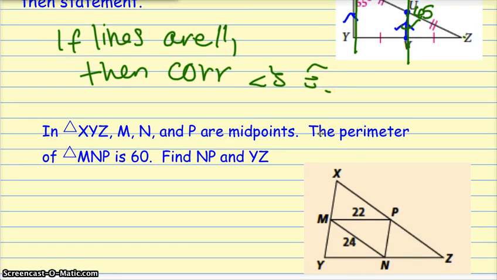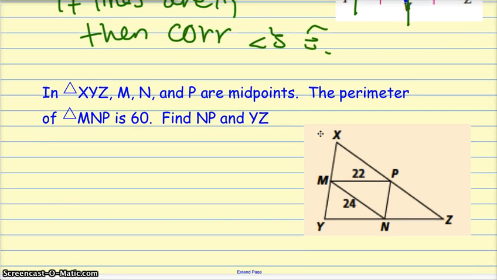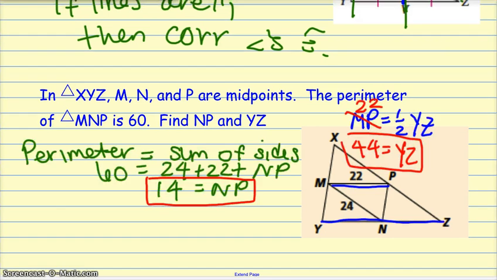In triangle XYZ, M, N, and P are midpoints. The perimeter of triangle MNP is 60. Find the measure of NP and YZ. All right, so take a look at my answer for this problem. We know that the perimeter is the sum of all three sides. It has nothing to do with the angles, it's the length around the outside.